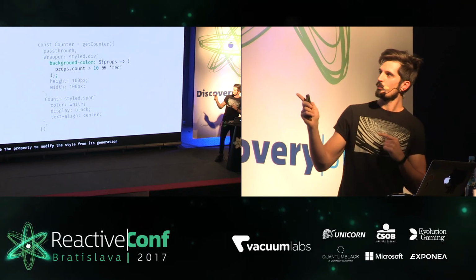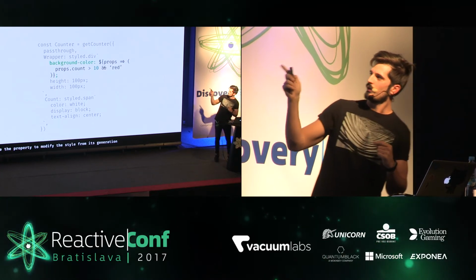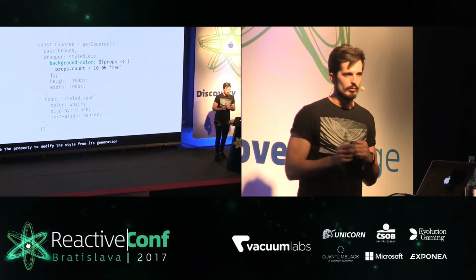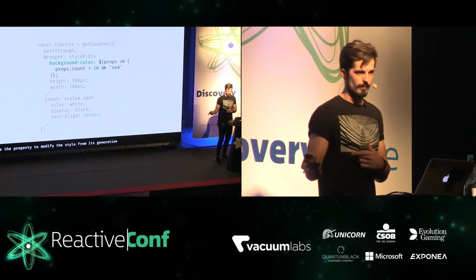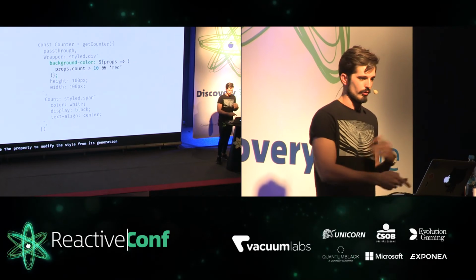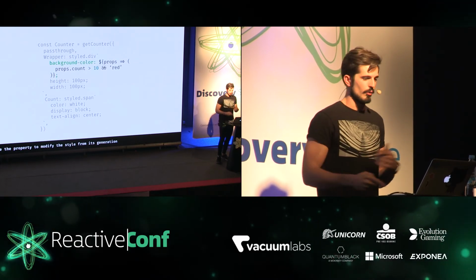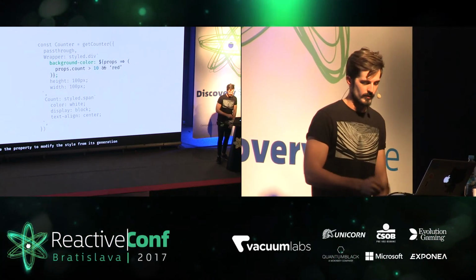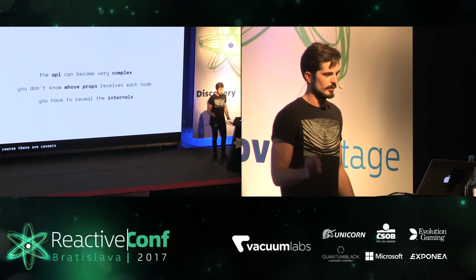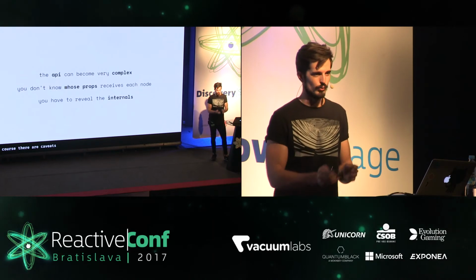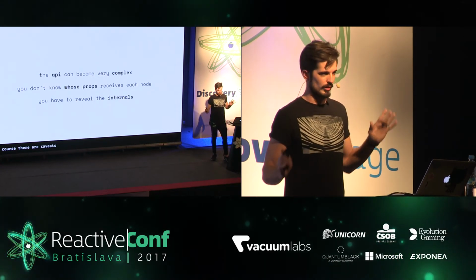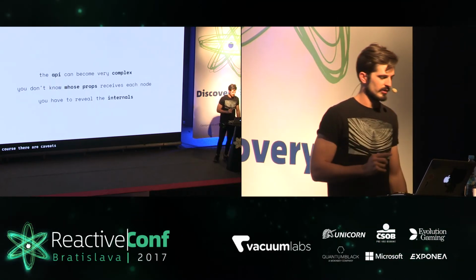I can use this interpolation, and I know that props are going to include count. So I can say, if it's higher than 10, turn the background red. And this can be done with any other property with internal handlers and everything. But of course, there are problems. Like the API can become very, very complex. And the documentation, believe me, could be huge, especially for components that are very complex.